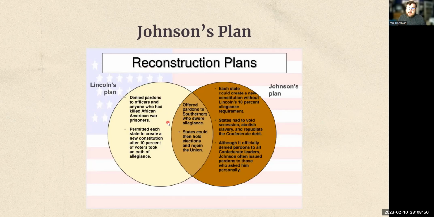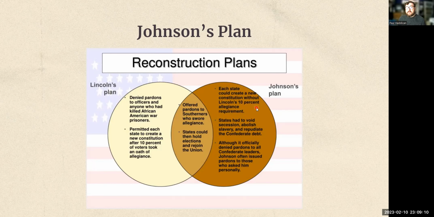On Lincoln's plan, he's going to deny pardons to officers and anyone who had killed, right? So any high ranking officials, like we said. And he's going to say, okay, you need to make a new state constitution, with 10% of the voters taking an oath of allegiance to the United States Constitution.